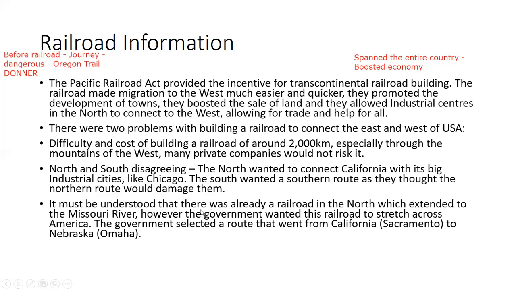Lastly, it must be understood that there already was a railroad in the north and the east that connected the Missouri River. However, the government wanted this railroad to stretch across America. The government wanted to select a route that went from California, Sacramento, to Nebraska, Omaha. That's where they wanted to connect together. This would have allowed more economic prosperity for the country. Straight away, looking at the positives of this, we need to consider the fact that traveling would be easier, less dangerous. We need to also understand the fact that this would have allowed economic development of America. The government would have benefited hugely.